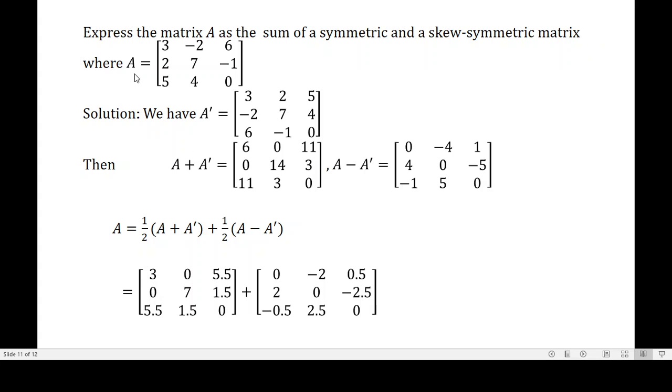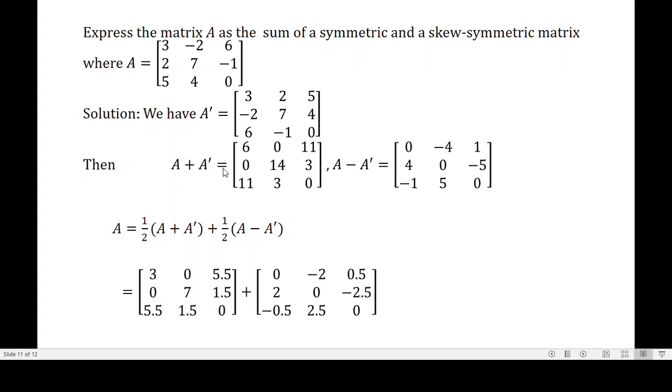First find its transpose. So interchange the rows and columns of the matrix A and write A transpose. A transpose is equal to 3 minus 2 6 are the first column elements. Second row becomes second column. So 2 7 minus 1, these are the second column elements, and third column elements are 5 4 0.